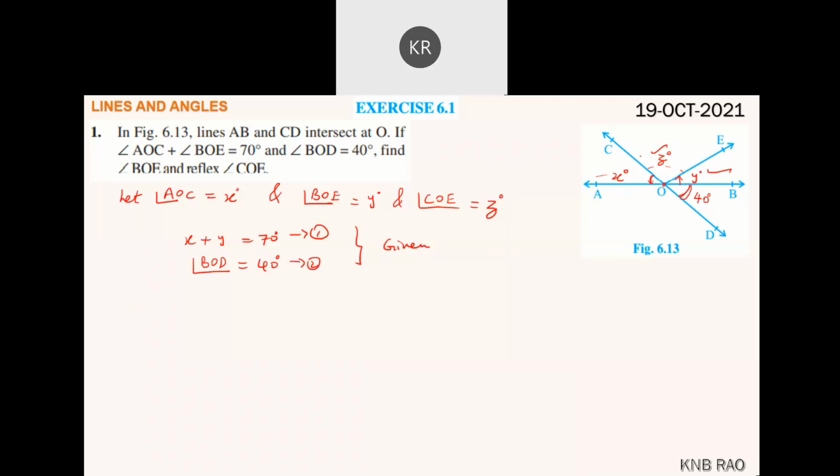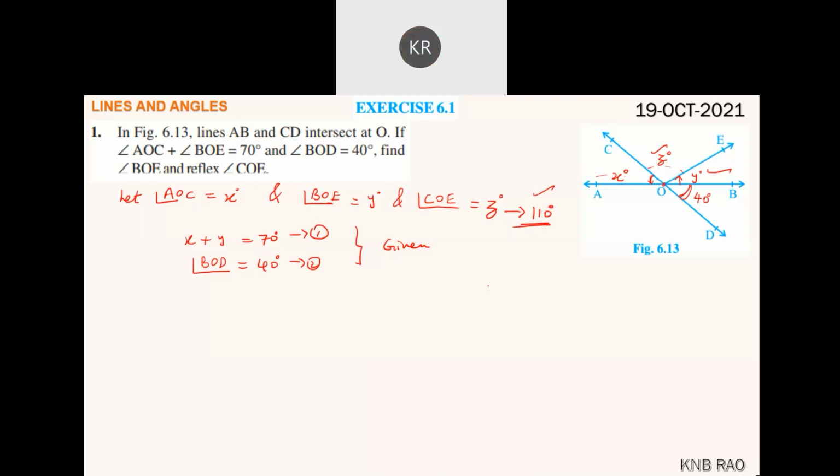The easiest thing we can do is this: on line AB, OC ray is standing, so the sum of x plus y plus z, that is angle BOC plus angle AOC, equals 180 degrees. Angle Z is 110. Perfect. Why? Because the total sum is 180 degrees and x plus y, the sum, is 70 degrees, which is subtracted from 180.